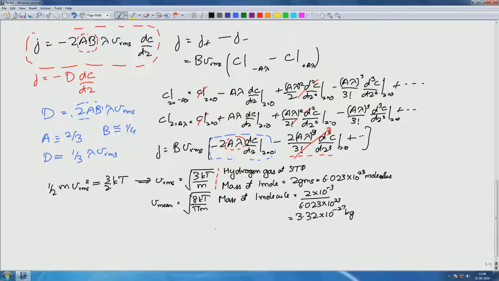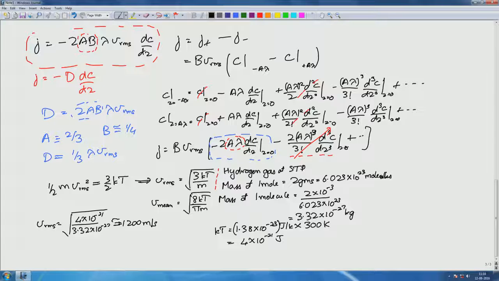Now, what is kT? kT is equal to 1.38 into 10 power minus 23, that is the Boltzmann constant in joules per Kelvin, into, at room temperature, approximately 300 Kelvin. This is approximately 4 into 10 power minus 21 joules. Using these two, we will find that Vrms is equal to square root of 4 into 10 power minus 21 divided by the mass, which is approximately equal to 1200 meters per second. So, this is the root mean square velocity of the molecules in hydrogen gas.